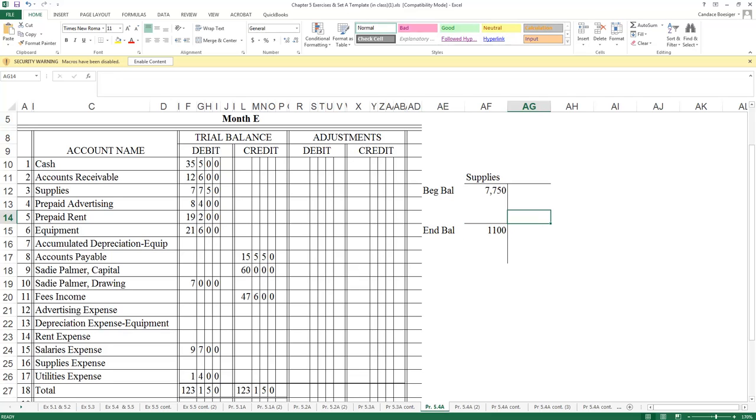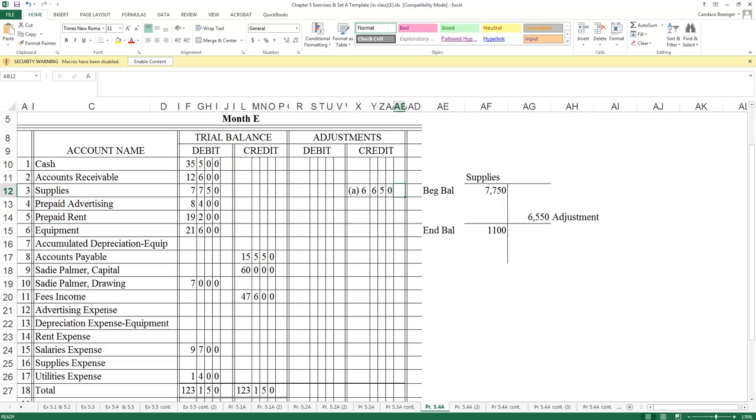So in order for us to get to a debit balance of 1,100, how much supplies would we have had to use up during the month? And that's 6,650. And this is what we are going to use as our adjustment. So our supplies are going to go down, so we are going to credit our supplies $6,650. And you'll notice I have this little A here.